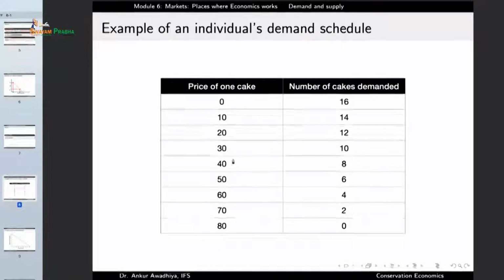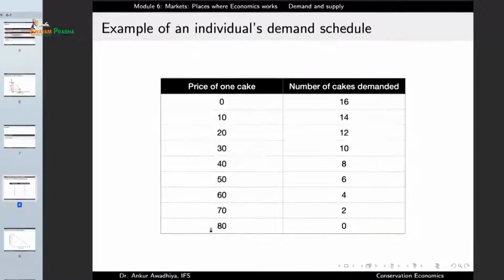We are talking about the price of a cake and the number of cakes that are demanded by an individual. Now, suppose there is a market for cakes. You go to this market and you decide that the value that a cake is going to provide to you is equal to 80 rupees, which means that the value of the cake in your eyes is 80 rupees. So, will you be paying anything more than 80 rupees? The answer is no, because you are doing a rational thinking.